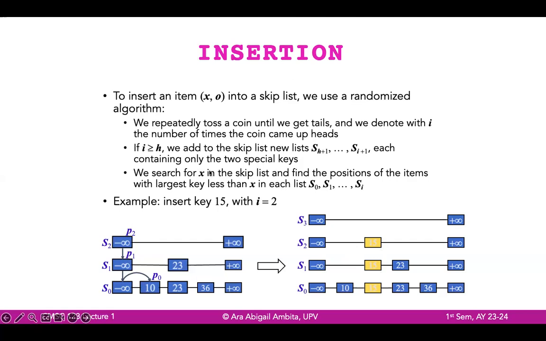As I mentioned earlier, we needed to find the position of the item with the largest key that is less than x, and that is 10. We know that 15 is not greater than 23, so we stop here. This is where we insert the item. That's all. Thank you for listening.